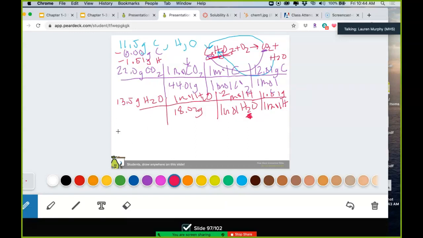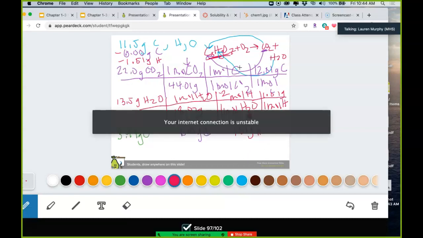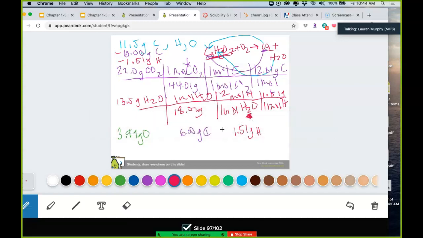And it is 3.99 grams of oxygen. Okay, it is 6 grams of carbon, and it is 1.51 grams of hydrogen. This is the mass of each element in the sample. So now, this stuff is new. Okay, this stuff is new. What we're about to do is not new.